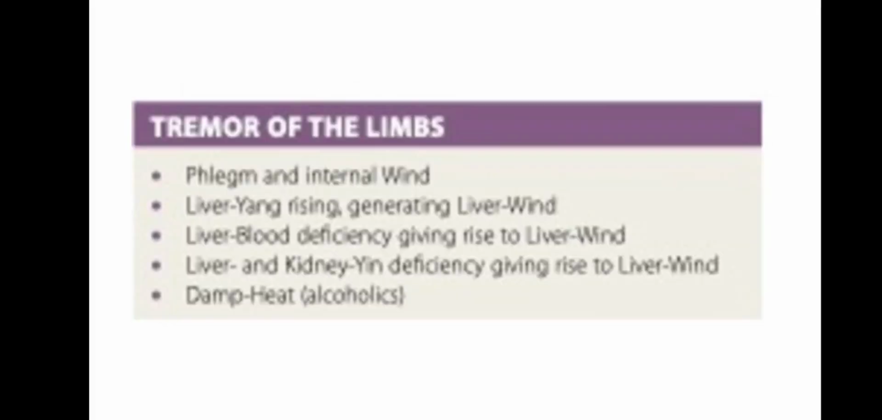In alcoholics, a fine tremor of the hands is caused by damp heat. In rare cases, retention of dampness in the muscles and sinews of the hands may cause a fine tremor of the hands. A general deficiency of qi and blood failing to nourish the sinews and muscles may cause a mild, fine tremor of the limbs. In summary, for tremor of the limbs, it is due to phlegm and internal wind, liver yang rising generating liver wind, liver blood deficiency giving rise to liver wind, liver and kidney yin deficiency giving rise to liver wind, and damp heat for alcoholics.